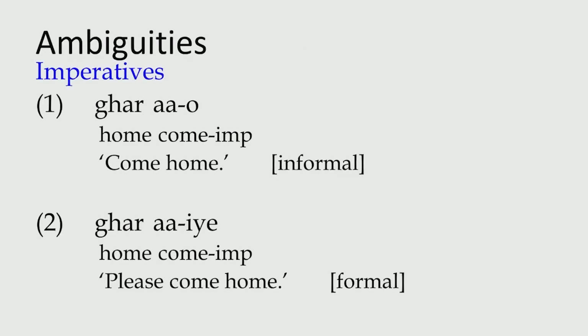Let's see the example from the previous slide. When we have the ending o on the verb a, which makes the verb complete as ao, where o is an imperative marker, we can say this is an informal imperative marker. And here the subject of the sentence is probably going to be the second person pronoun tum, and it's not difficult to disambiguate because we use these types of sentences in informal contexts. Whereas the marker on the verb, ye in the verb aiye, is the marker of formality, and the subject of the sentence will be aap.